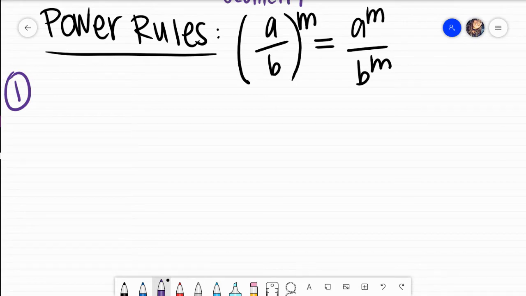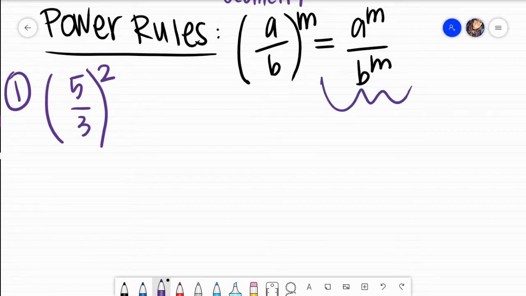So this first one, let's say in parentheses, and then in a fraction form, we have 5 over 3. Close your parentheses, say it's being squared. It's being raised to the second power. If you look at the right-hand side of the equal sign, that told me that both the top and the bottom get raised to that power.